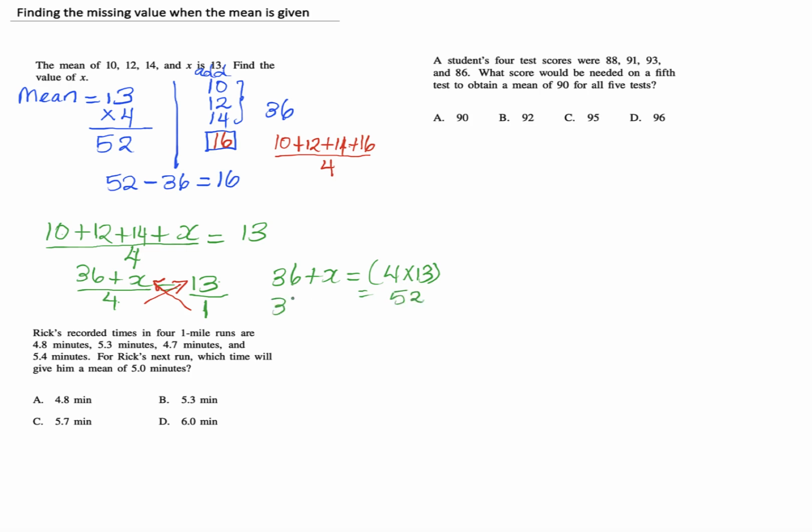So I have 36 plus x equals 52. And since this is the algebra way, you're solving for x, so you're going to subtract 36 on both sides. That cancels, and you get x equals, and when you subtract, you get 16.